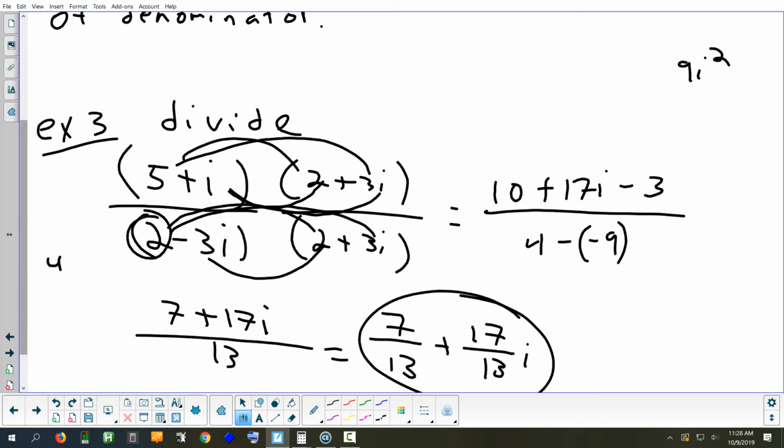If that shortcut's confusing, then don't use it. Just FOIL it every time, and you'll get the right answer anyway. Right? Conjugates are quick to FOIL.